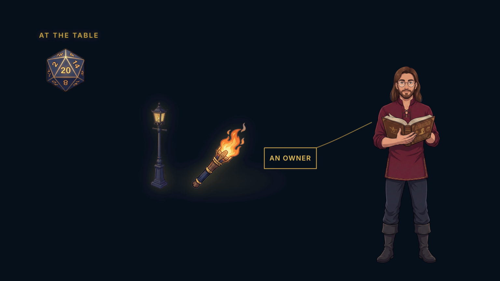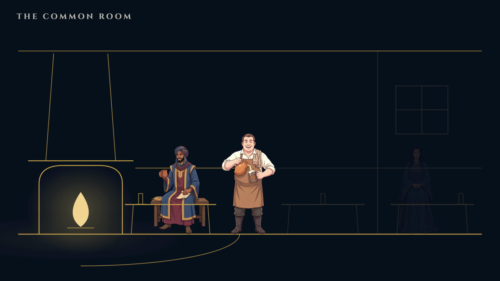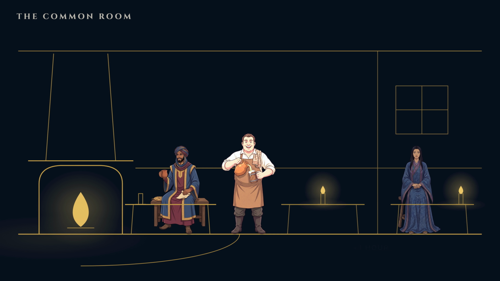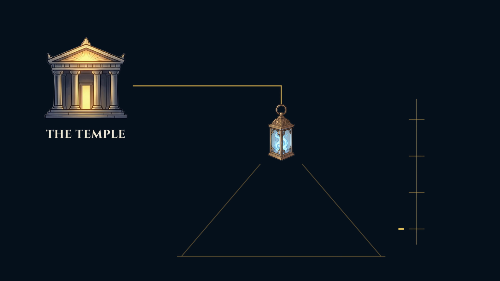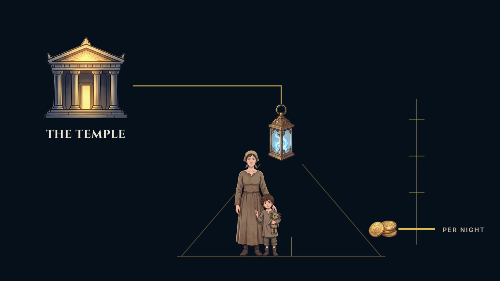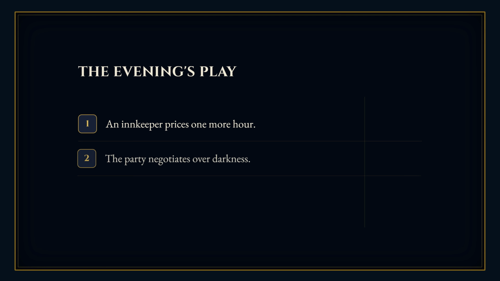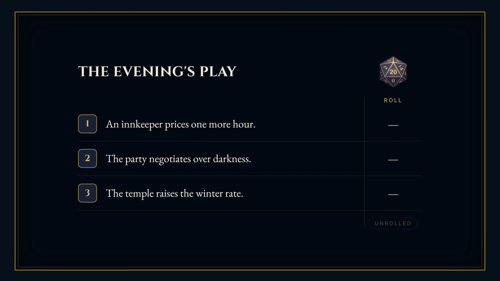At the table it gets simpler and meaner, because a game master who prices light has handed the party a resource with an owner attached. Torches and lanterns already have a line in most rulebooks, and everybody ignores it. Then comes the night an innkeeper offers to keep the common room lit 1 hour longer for a fee, and your party finds itself negotiating with a man over darkness. And if that setting runs on permanent light, the temple owns it and rents it out by the night. Picture what it charges a family sitting up with a dying man, then picture the winter it puts that price up. That's a whole evening of play, and nobody had to roll a single die to get to it.